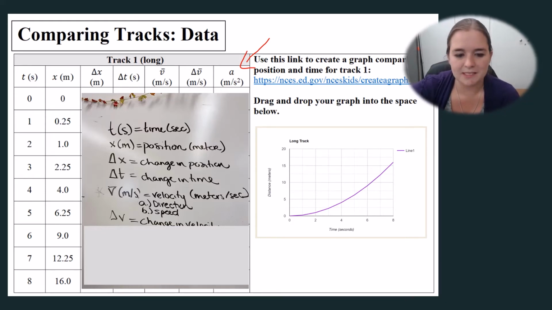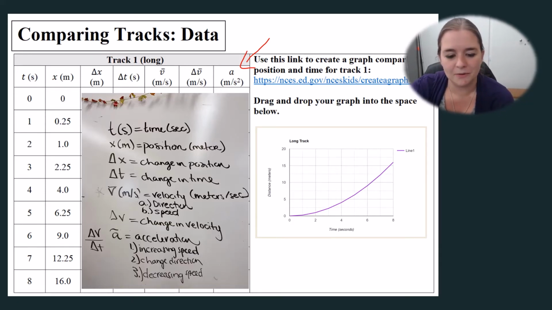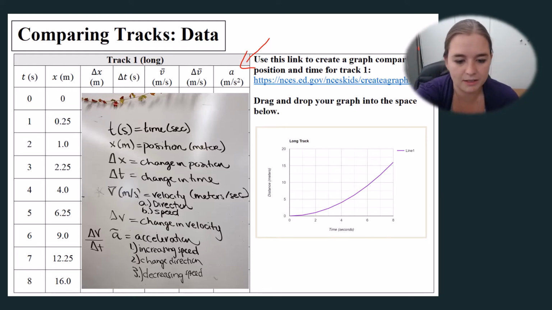Which leads us to the big idea of acceleration lab number 1, which is acceleration. For an object to be accelerating, there are 3 different situations that could happen. We could be increasing in speed, we could be changing direction, or we could be decreasing in speed. And in this case here, you can see that we are increasing in speed, so we are experiencing acceleration. To calculate that, we're going to use the idea of the change in velocity divided by the change in time. That came from your reading that you completed earlier this week or last week.